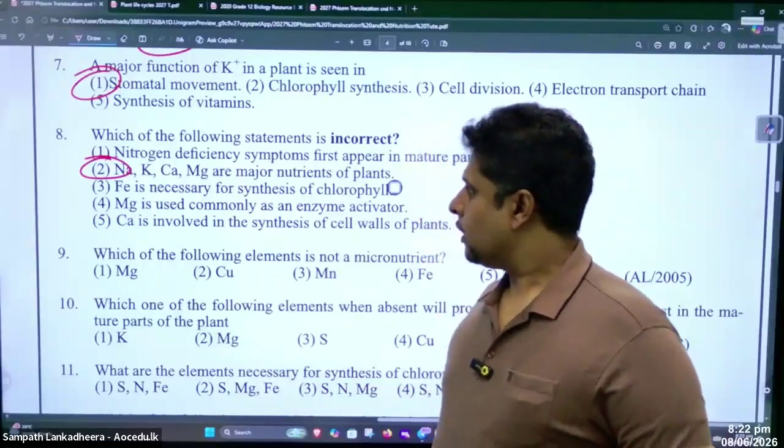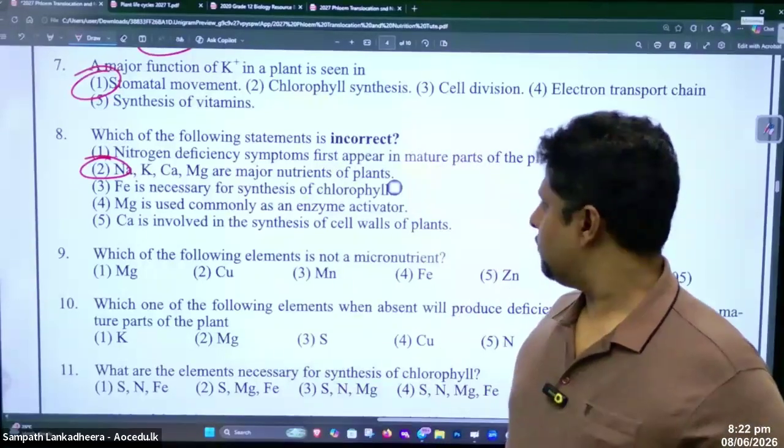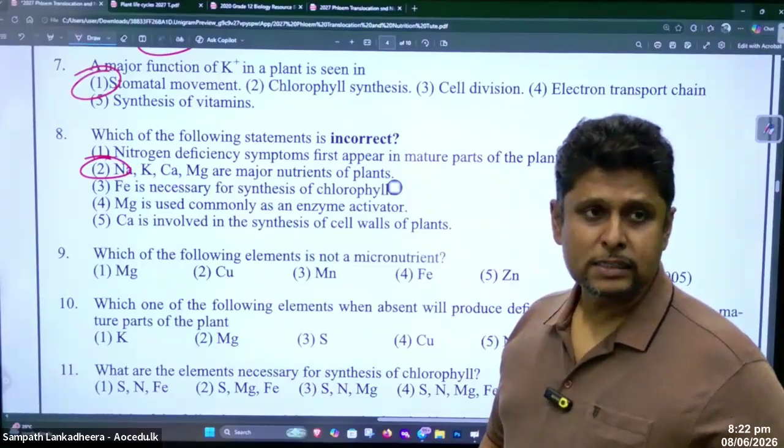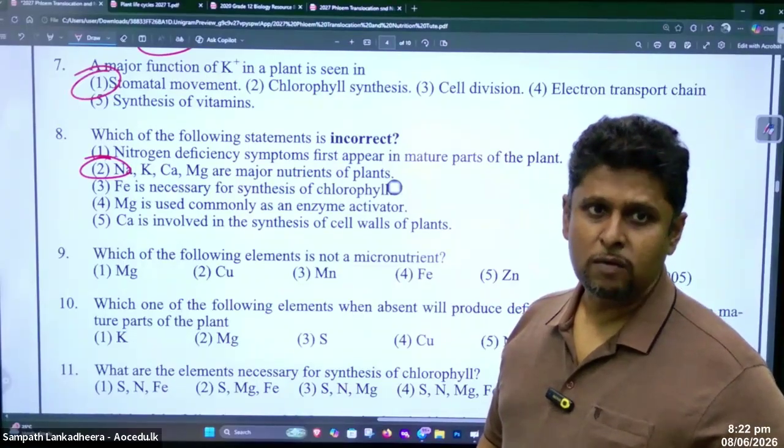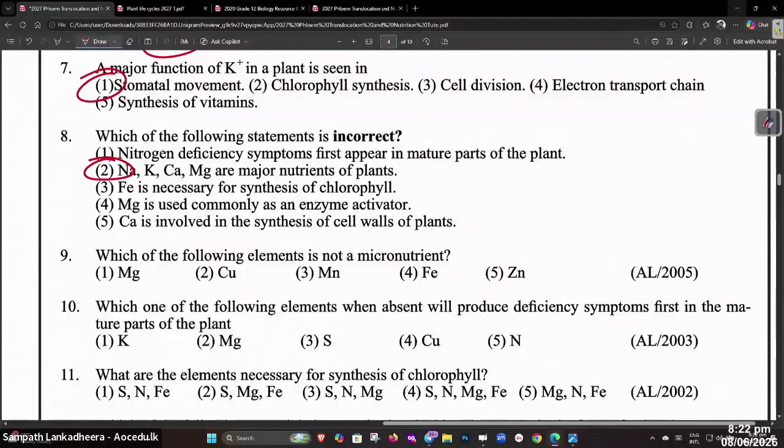And then calcium is involved in synthesis of cell walls of the plants. Calcium is involved, yeah, correct, people. It's involved in forming the cell wall. Correct. So we got the answer.